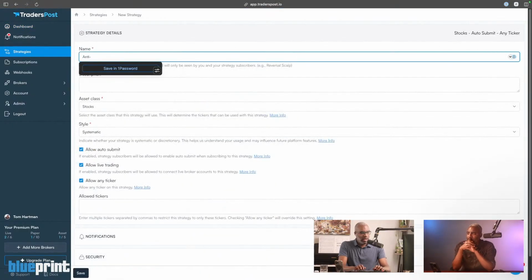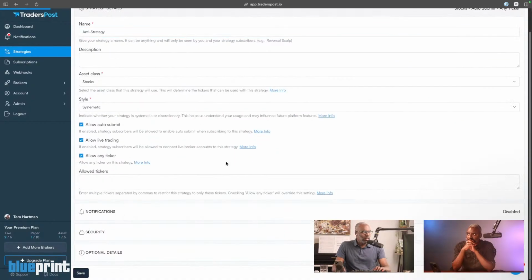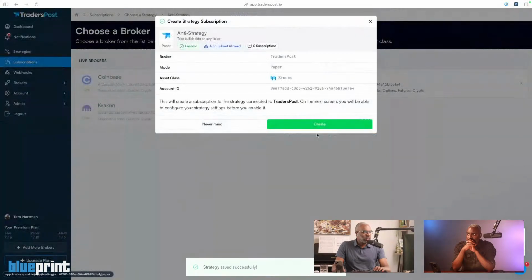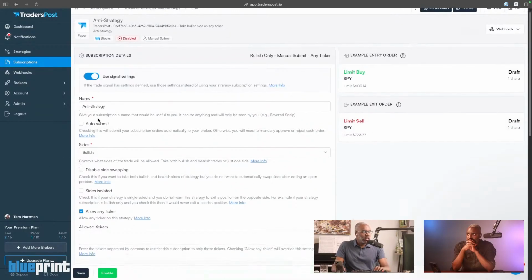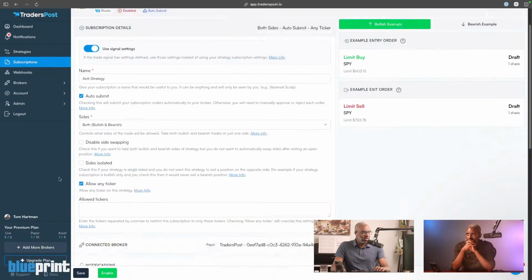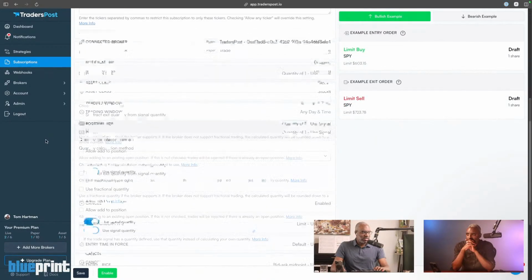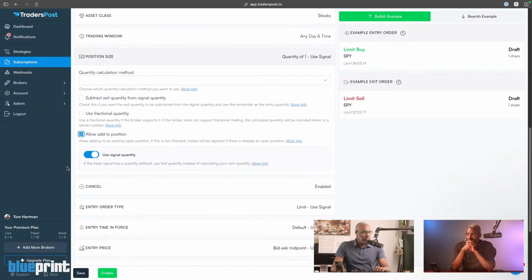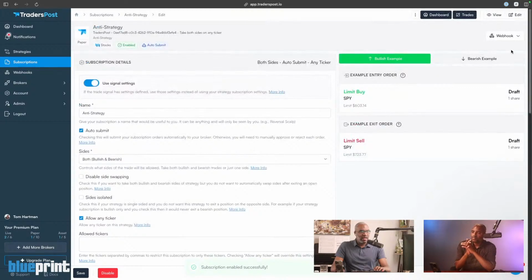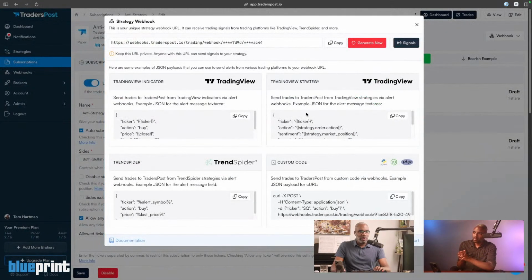Anti-strategy. We're trading stocks. Let's save that. Connect that to TradersPost as my paper broker. I like to just rename it one more time. I'm going to allow auto submit so the trades happen automatically. Switch my sides to bullish and bearish so that I can allow long and short trades. And in my position size, I like to allow add to position, just in case I want to add more in the direction that I'm in. I'm going to enable that, which is great because now I can have my webhook ready for where I want to send my signal.